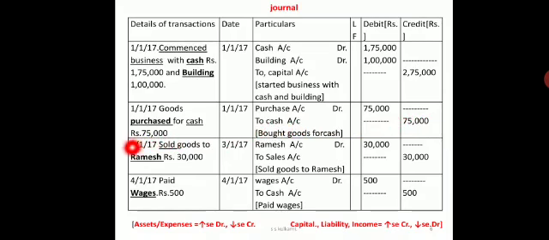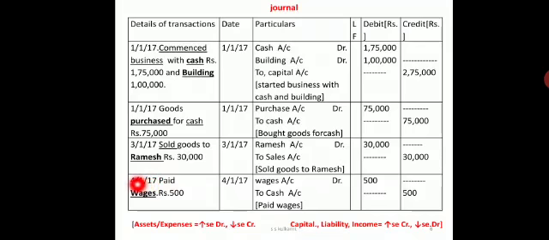75,000. Next, sold goods to Ramesh. Sales is a revenue. It generates income to the business. So whenever income is increasing, it comes on the credit side. Now Ramesh, he is not paying any amount, so he becomes our debtor. So debtor is an asset, increase in asset. So increase in asset is Ramesh account debit to sales account 30,000.